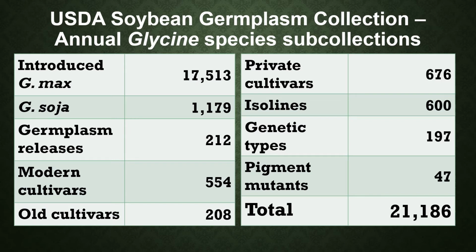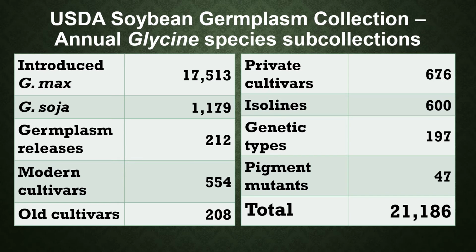As you can see, we have in total over 21,000 different types of soybean that we manage and distribute worldwide each year. We average about 25,000 packets of seed that we send out each and every year to public and private researchers. The soybean that most everybody knows in Illinois is Glycine max. We actually have about 17,500 introductions, and most of those are going to be soybeans that were collected or that were sent here from China or Taiwan or wherever it may be.